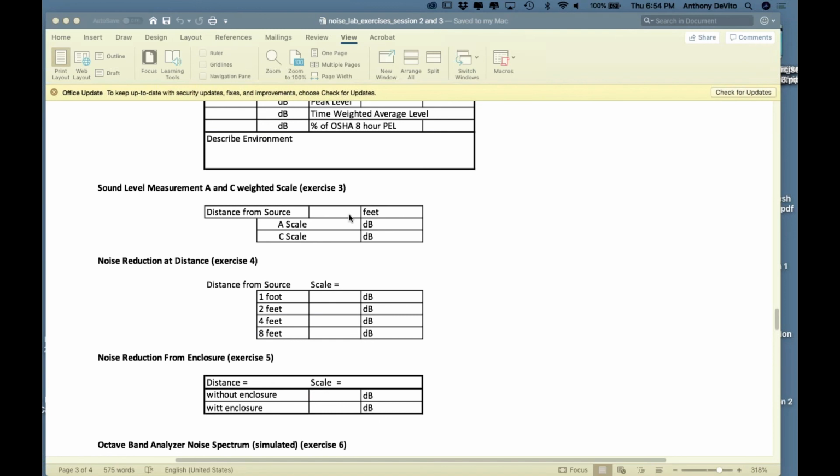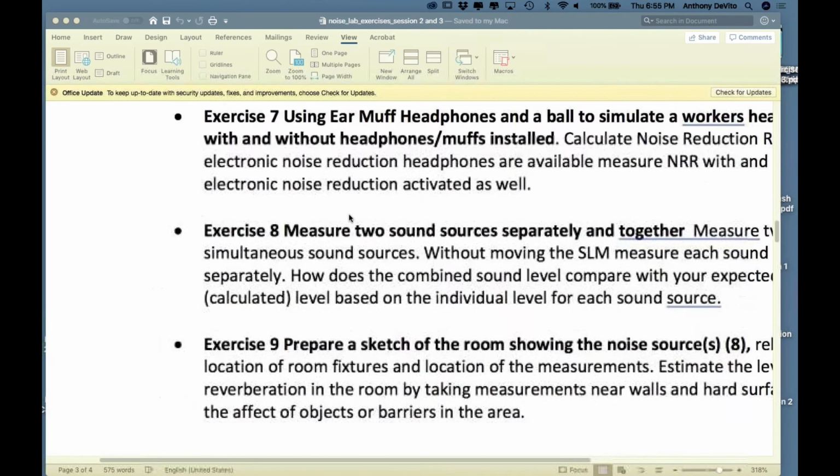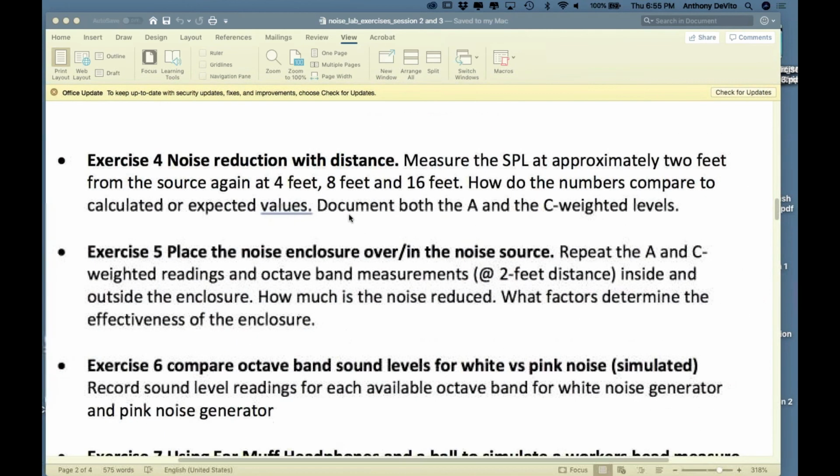Measure 5 feet from the speaker or something like that, so you're at exactly the same distance when you do this. Measure with the same device, set to the A scale and then set to the C scale. And then think about which of these two is going to read higher. They're not going to read the same for both scales, presumably, if it's really white noise. Try and figure out which one you think is going to be a higher number, which one's going to be a lower number, and then actually measure it. So that's exercise 3. Exercise 4, noise reduction with distance.